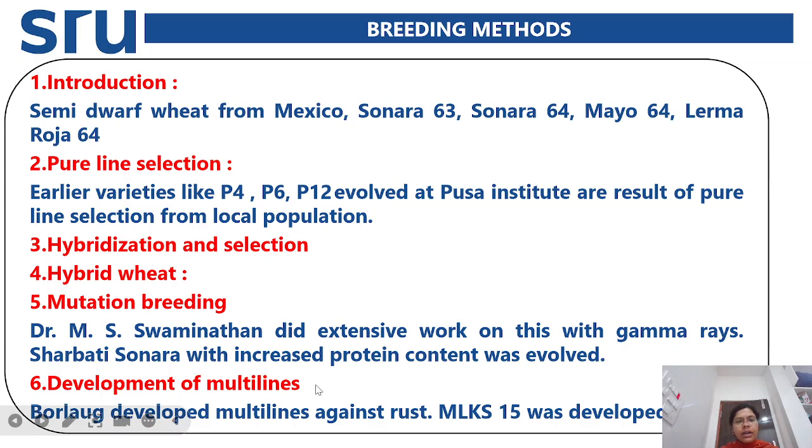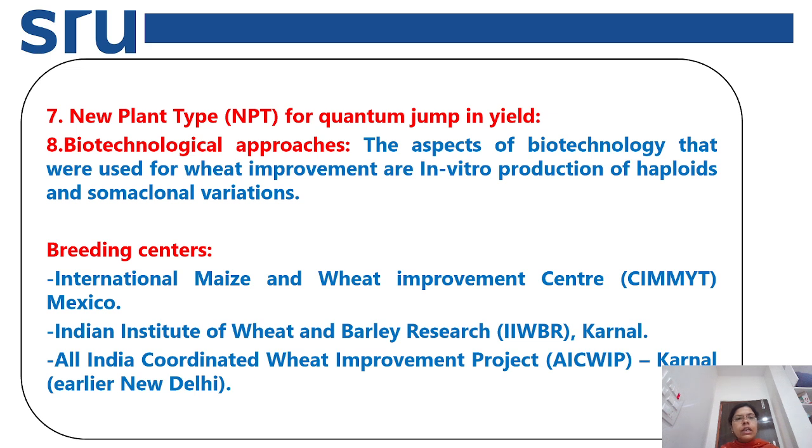And next is development of the multilines. These multilines are a mixture of several pure lines which have similar plant height and similar flowering. The multilines were developed by Borlaug against rust in wheat. MLKS 15 was developed at the IARI. And next is new plant types for increasing the yield in the wheat crop. And next is biotechnological approaches.